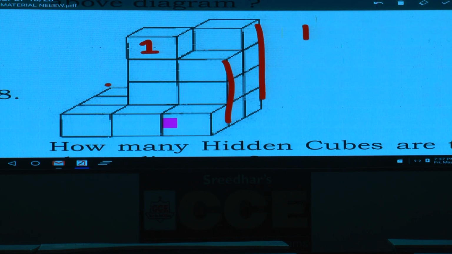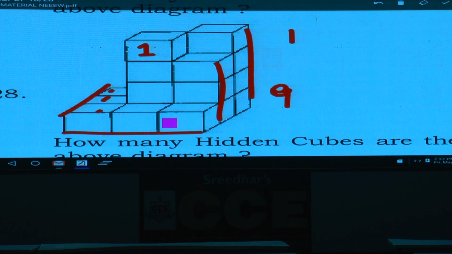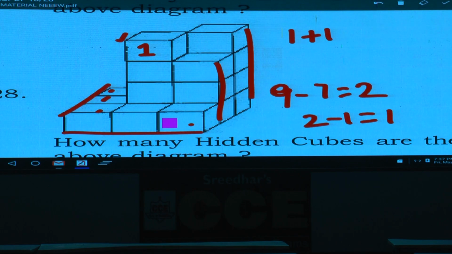Then again, now this is 3 into 3, isn't it? 3 into 3, this is 9. Out of these 9, 1, 2, 3, 4, 5, 6 and 7, isn't it? 7 are counted and visible, 2 are invisible, and out of these 2, 1 already counted here, isn't it? 2 minus 1, 1 more to be added at the bottom, that is 1 plus 1, 2. Clear now? Hence in total there are only 2 blocks.